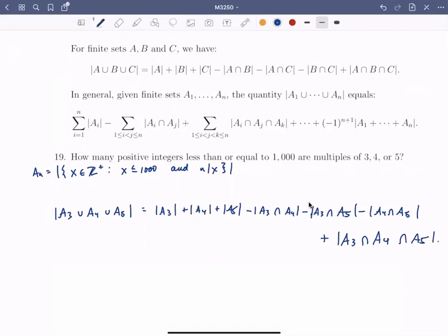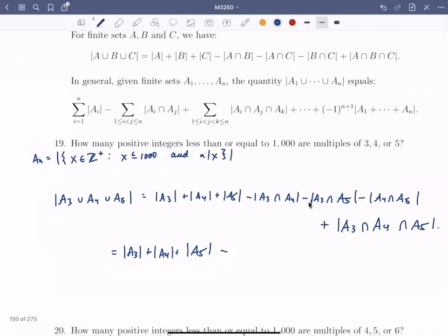Okay, and so now what we need to do is think about what these sets are. And of course, when we take intersections, we're talking about ands. So for the first set, I'm just going to call it A3, A4, and A5. The second set, to be a multiple of 3 and 4 means that you're a multiple of 12, because that's the least common multiple. So that's A12. To be a multiple of 3 and 5 means that you're a multiple of 15. To be a multiple of 4 and 5 means that you're a multiple of 20. And to be a multiple of 3, 4, and 5 means that you're a multiple of 60.